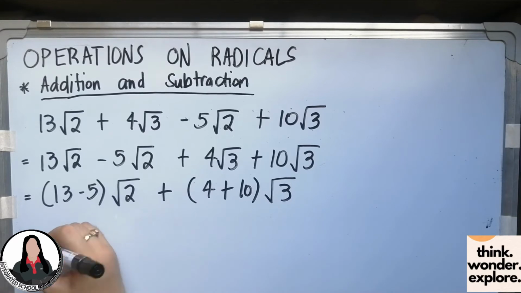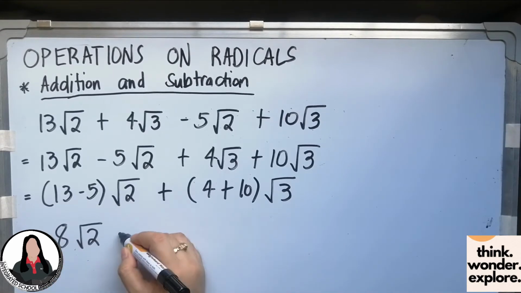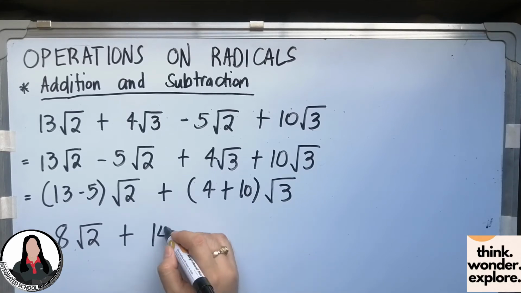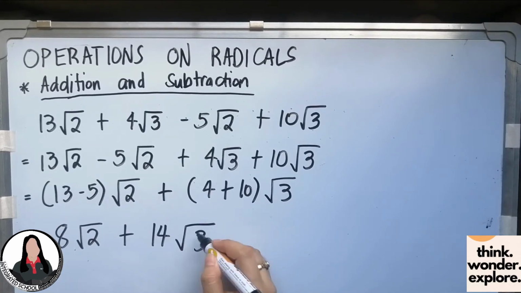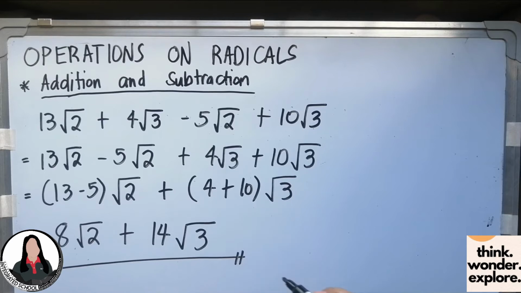And then, let's simplify. 13 minus 5, that's 8. Square root of 2 plus 4 plus 10, that's 14. And then square root of 3. Now, we cannot add these two radicals since they have different radicands. Kahit pareha sila ng indices, we cannot consider that as similar radicals since magkaiba ang radicand. So, ibig sabihin, ito na ang kanilang final answer.